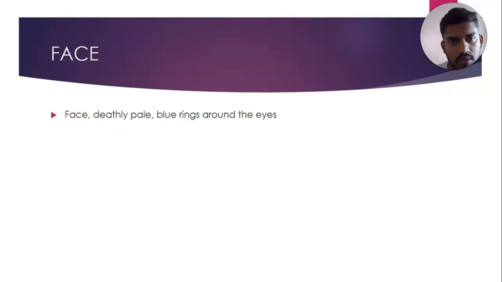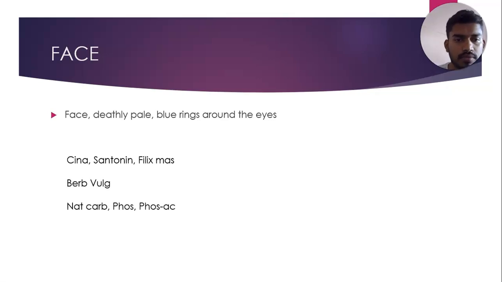Face deathly pale, blue rings around the eye. The previous remedy that we had discussed was Berberis vulgaris, so that will be already there. The list I couldn't put up in the class is put up here. You have worm remedies like Cina, Santonin, and Filix mas. You have Berberis vulgaris. You have Natrum carb, Phosphoric acid, and your shock remedies like Arnica, Secale, and Veratrum.